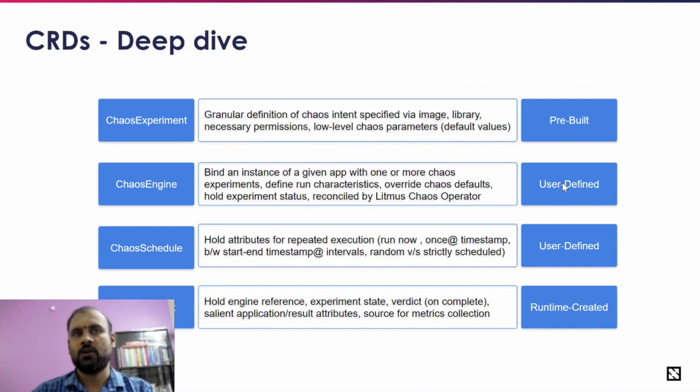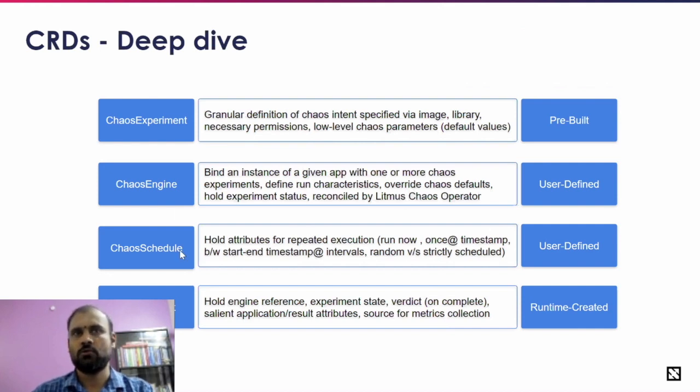The next one, the chaos engine, you saw is user-defined. We constructed it. We placed the right information over there. And that is the one which is going to bind an instance of a given application with one or more chaos experiments. And it is going to help you define the run characteristics, override defaults, and also is the one that's actually being reconciled by the chaos operator.